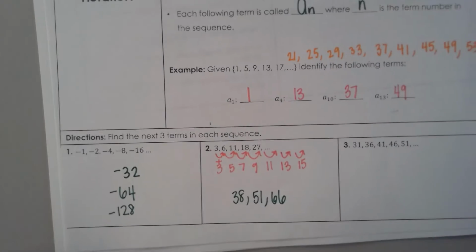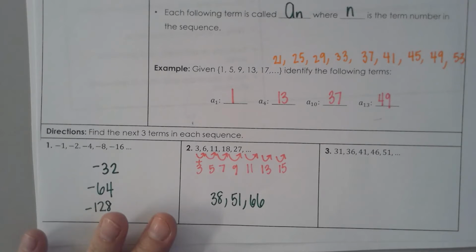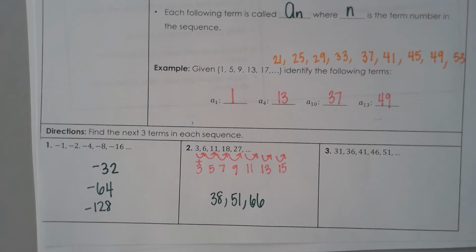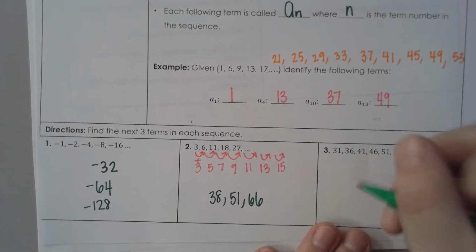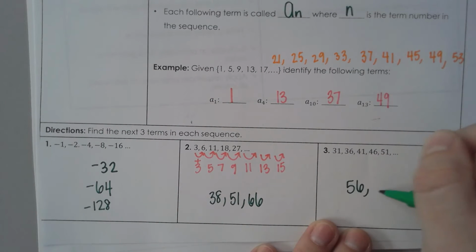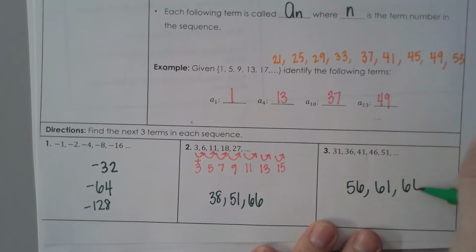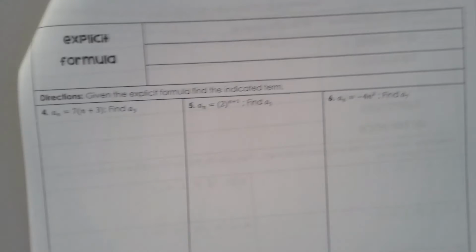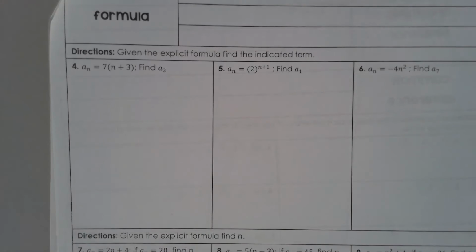Question number 3. What is my sequence or what is my pattern? 5. Adding 5 every time. So 56, and then 61, and then 66. That is correct. So, I guess this is pretty easy. That part is not bad. Yep.